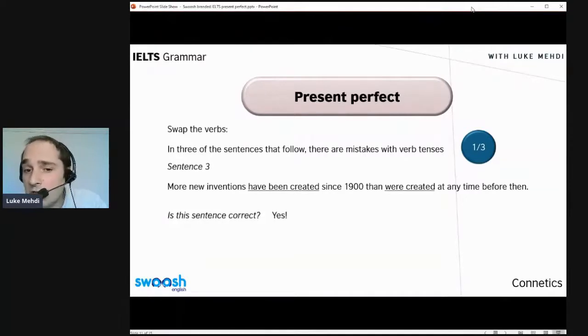You could use the past perfect for the second half of this sentence, but the past simple passive is also fine. So you could say, had been created at any time before then. That is quite a high level way of organizing time through tenses. Here you could use either.